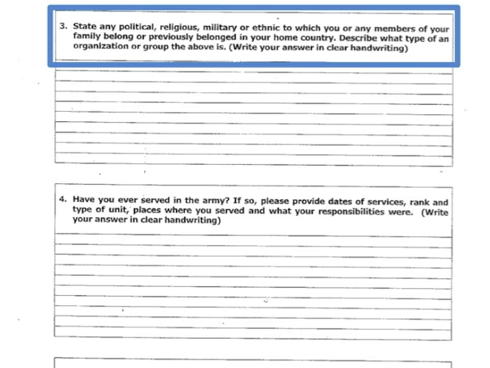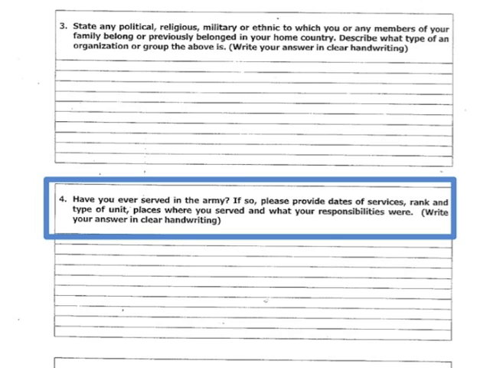In question 3, you should mention any political, ethnic, military, or religious group you or a member of your family belongs to. You should also try to describe what kind of group it is, what goals the group has, and so on. If you were enrolled in the army, you should write this in question 4. You have to describe your rank and your task in the army.